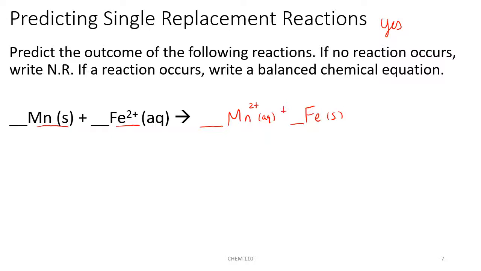Now, it might look like the reaction is balanced, but we have to check. So the first thing we need to do is break our equation up into two half reactions, one for oxidation and one for reduction. The manganese started at a 0 oxidation state on the left-hand side, and it went to a +2 oxidation state. That means our oxidation half reaction is for manganese: manganese going to manganese 2+. Our iron started at a +2 oxidation state, and it went down to a 0 oxidation state. That's a reduction. Our reduction half reaction will be for the iron 2+ ion.